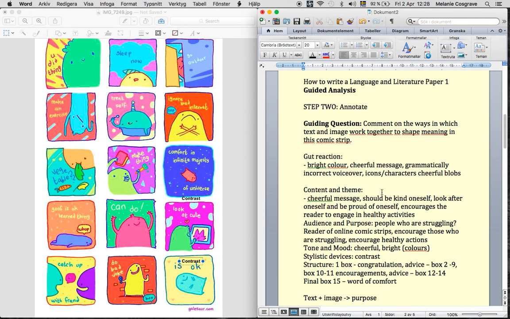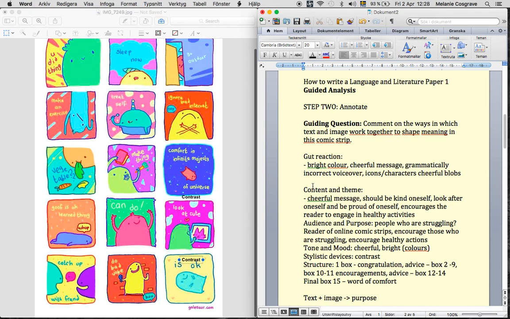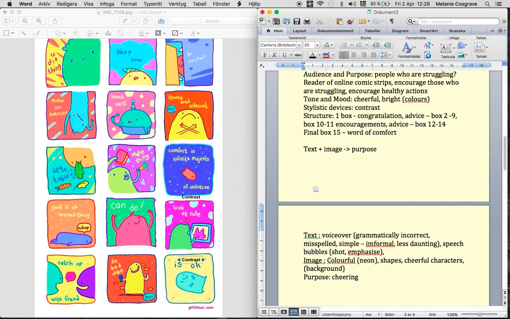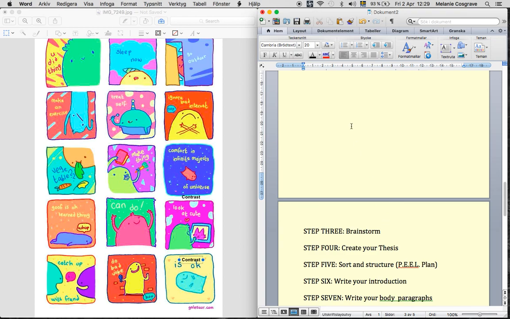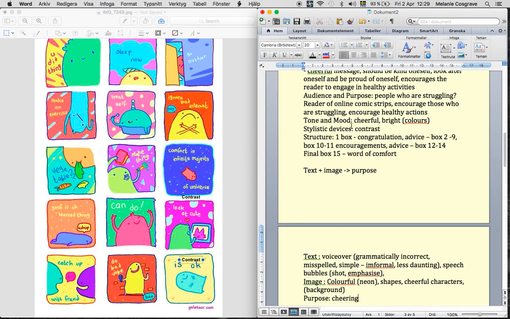So those are my annotations. Normally I would annotate in pen or pencil directly on the sheet. I couldn't do this time because I was showing you my annotations, so hopefully you have an idea of some of the things that can be useful. So this is part of the brainstorming process, which is the next step, step 3. So we will move on to that in the next video.